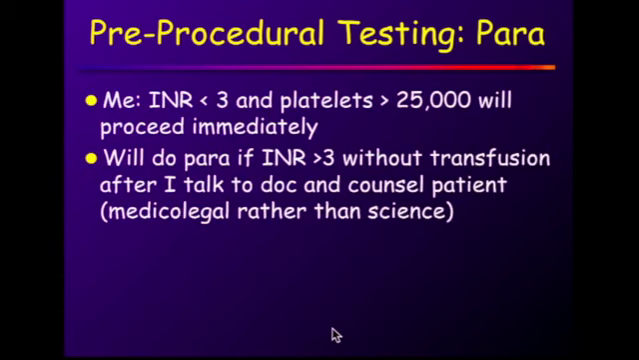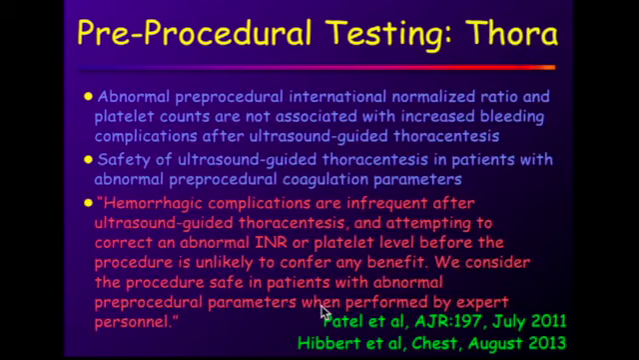What do I do? No data on this, but if the INR is under 3 and the platelets are over 25,000, I'll do a para without even thinking about it. If the INR is over that value, I'll do it without transfusion, but I'll touch base with the doc and counsel the patient just to make sure it's a legitimate request. This is more medical legal rather than scientific driven.